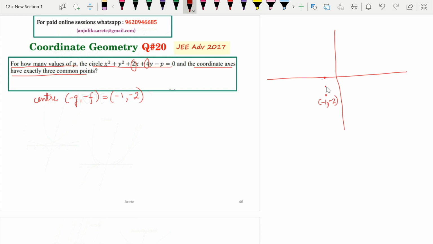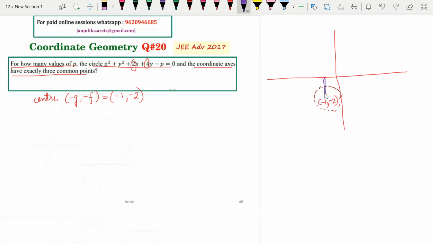Okay, let's have this radius. Let's say I have a radius of 1. Okay, let's draw a circle of radius 1. How many points do you have in common with the circle and the coordinate axes? Only one, right? That means you have to increase the radius. Okay, let's increase the radius. How much? Let's say I increase up to this much.